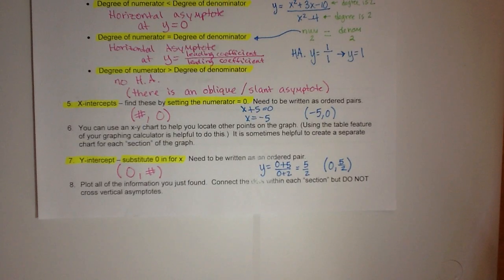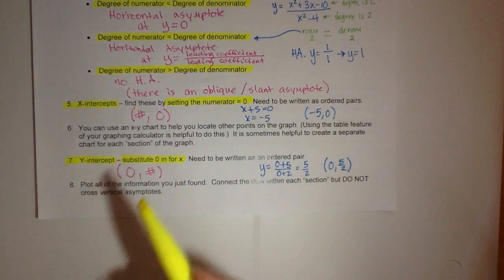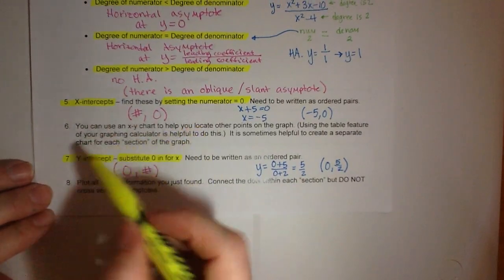Once we have all of that information on our graph, we can use an XY chart to help you locate other points on the graph.